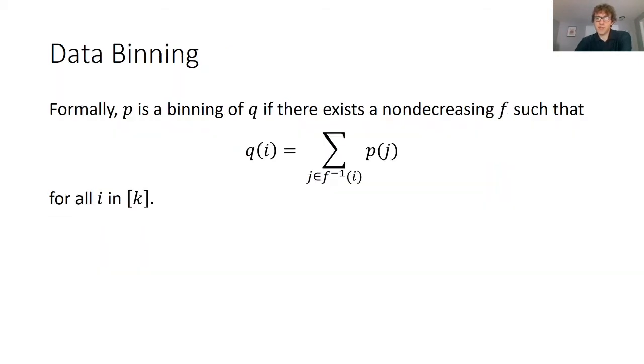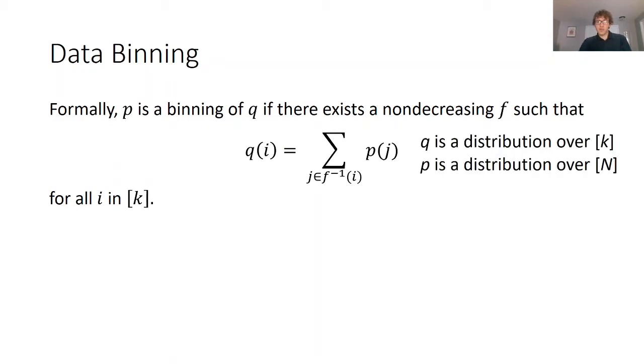So let's see what a data binding would be. We define a data binding to be this, which is something we have not seen in the literature. Formally, P is a binding of Q if there exists a non-decreasing total function f such that the ith element of Q's probability is the sum of a bunch of consecutive probabilities of P. And the way that f is set up here, these things all have to be in order.